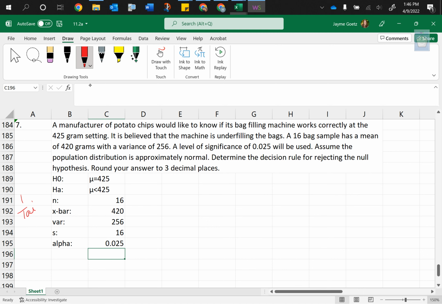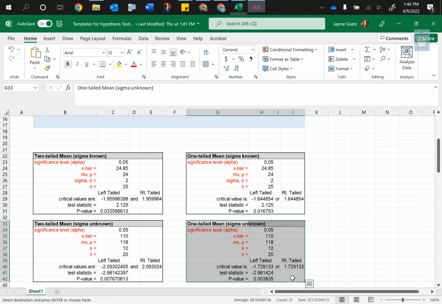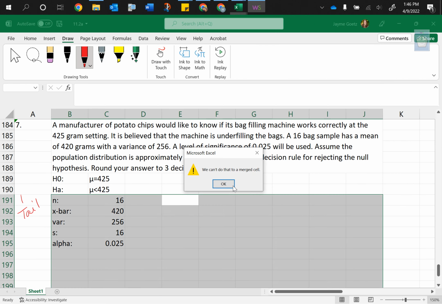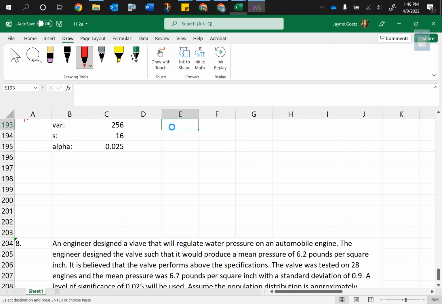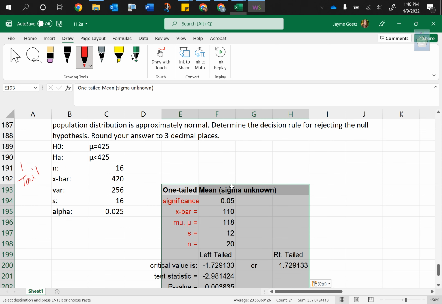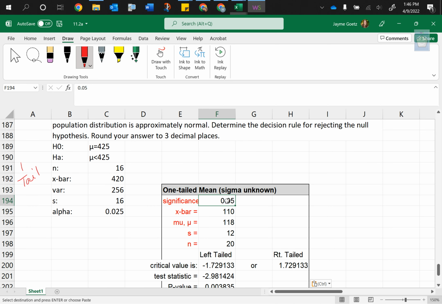So let's go to my templates, and I want one-tailed sigma unknown, and we're going to copy the whole table, and we're going to come over here and paste it in. Oh, and I don't have enough room. I didn't extend it, so I'll fix that in the future so we don't have to have this problem anymore. We will copy and we will paste. So I come over here, one-tailed mean sigma unknown. Let's put in all of this information. My alpha is 0.025, my x bar is 420, my mean is 425, my sample standard deviation is 16, and my sample size is 16.